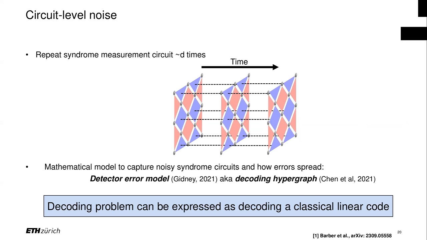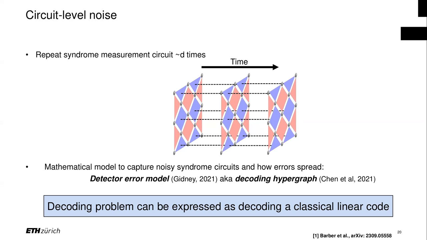There's a couple of different ways you can formalize that. We ended up using something called a detector error model, or some people also call it the decoding hypergraph. From what I can tell, it's exactly the same thing. Essentially, these formalisms allow you to reduce the problem of decoding circuit level noise to a classical problem of decoding a classical linear code. I won't go into too much detail on how that works for time reasons, but the gist is these frameworks allow us to apply this tensor network decoder.